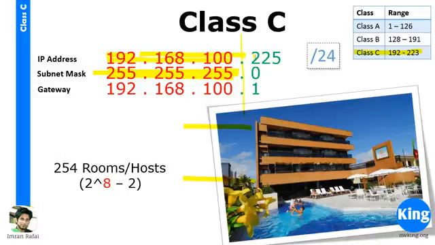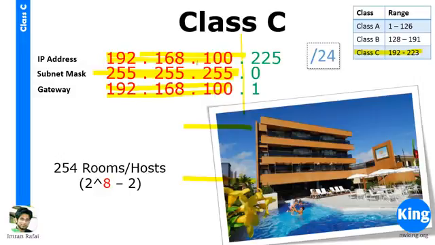So if there is another room called 226, we can communicate with each other because they're all part of the same building. Also remember, like we discussed earlier, the gateway has to be part of the same network, or the same hotel in our hotel analogy. So if the gateway is 192.168.99.1 or 102.1, this will not work.